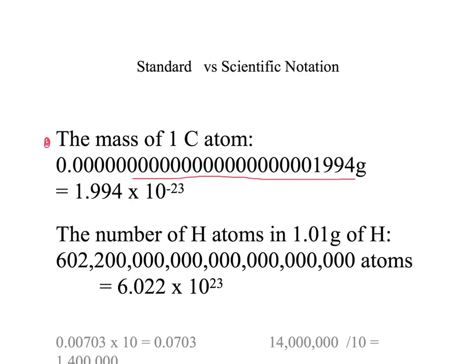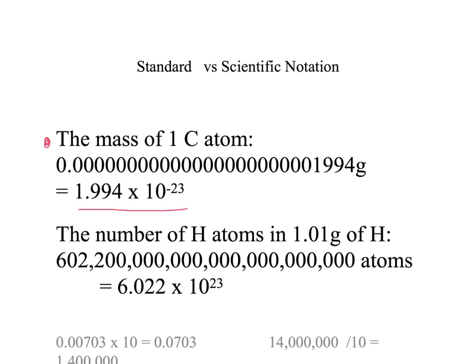form. Scientific notation is a way to write that exact same value, but in a much more compact form. It looks like this. 1.994 times 10 to the negative 23rd. Yeah, it's a lot smaller.